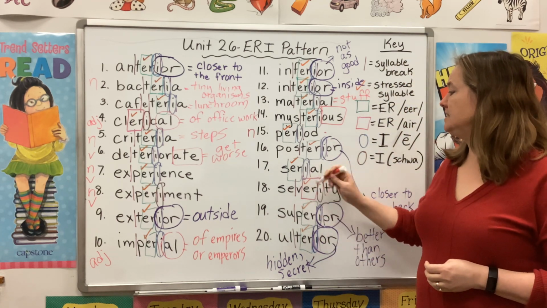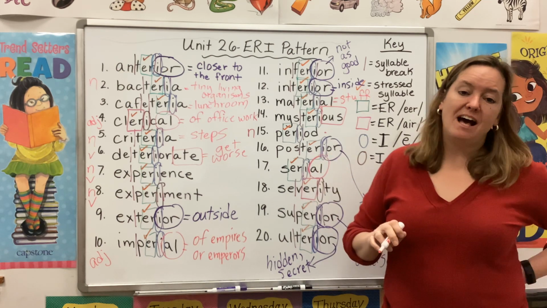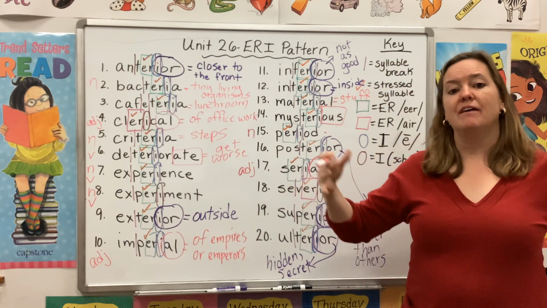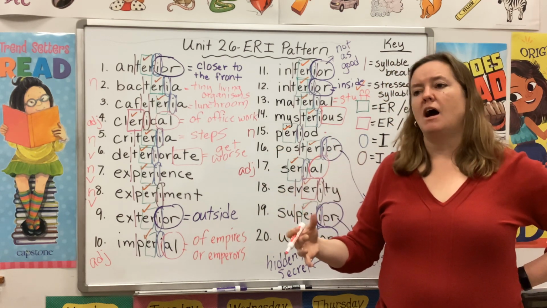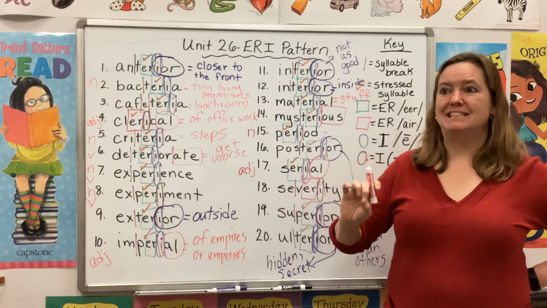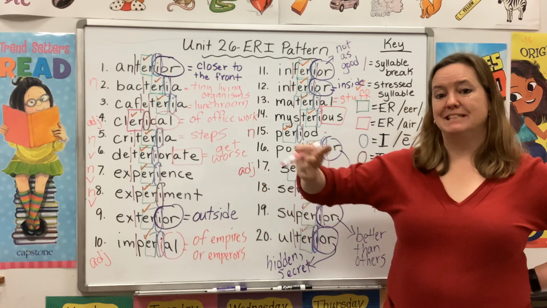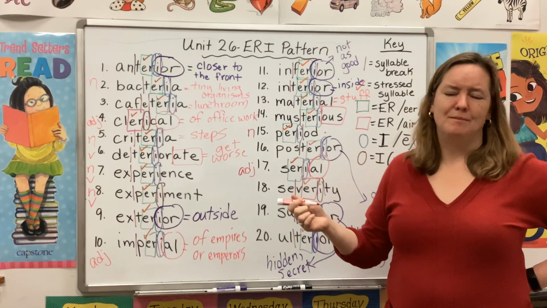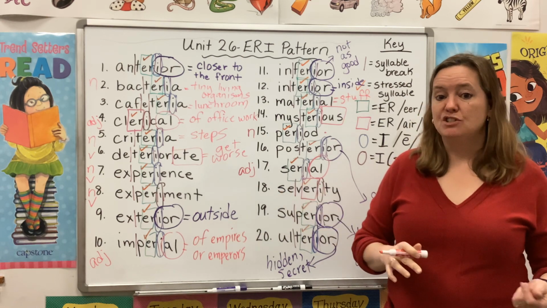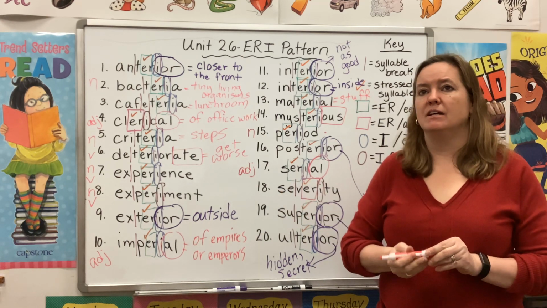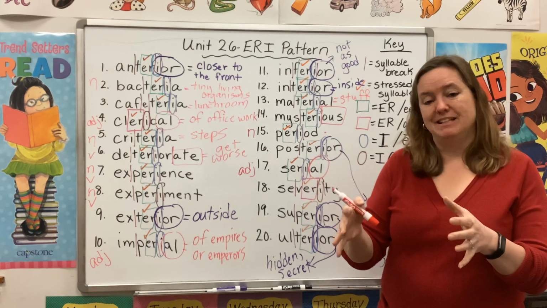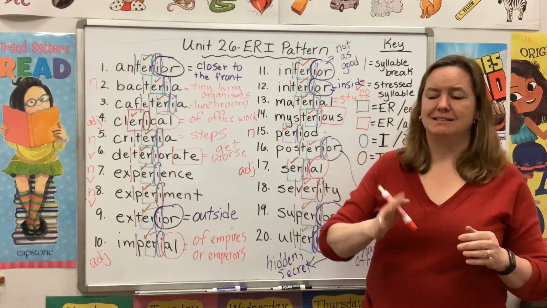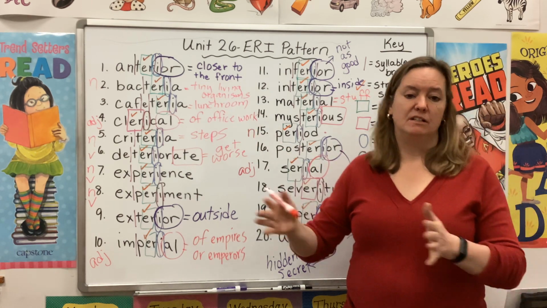Talked about this. Serial, again, A-L, tells us that it's probably going to be an adjective. Serial means of a series, right? Sometimes on the news you hear about like a serial killer. That's someone who has killed a bunch of people in a series. But we also use it to describe like TV shows, you know, instead of having a storyline that just takes place in one movie or one episode, it lasts over many episodes. So it has like a serial plot to it.